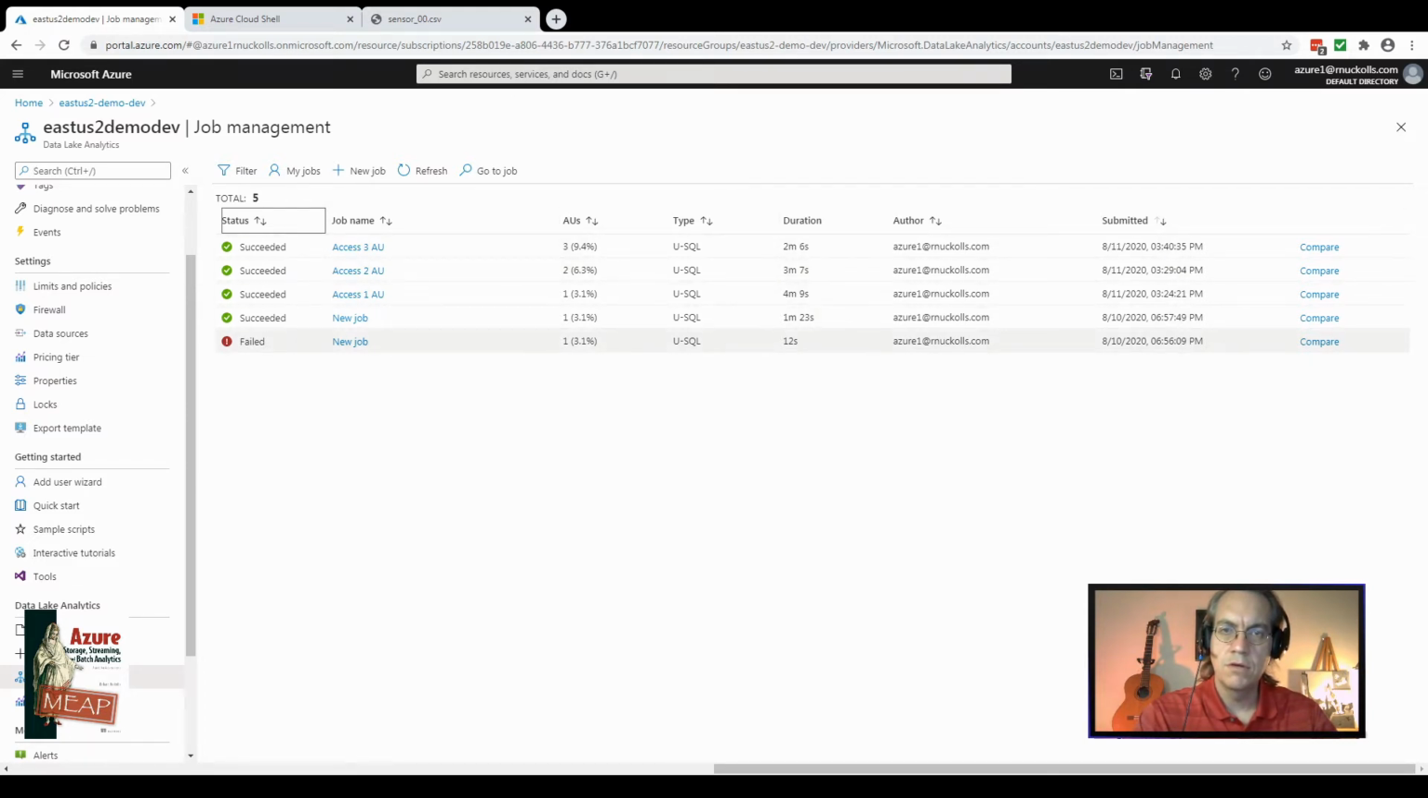These are always going to be U-SQL type, and you can tell from the duration here that this job took advantage of parallelization. With a single AU, it took over 4 minutes. With 2 AUs, it took 3 minutes. Not half, as you might expect, but a reduction. And then with 3 AUs, down to just over 2 minutes.